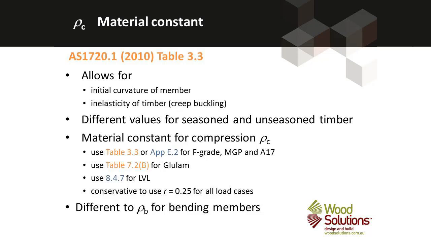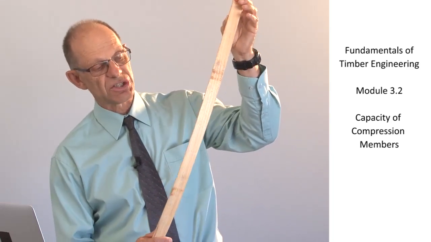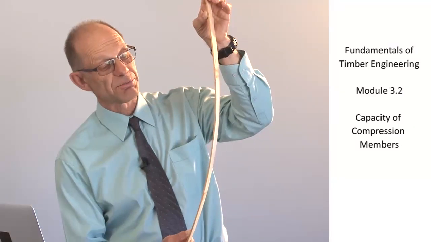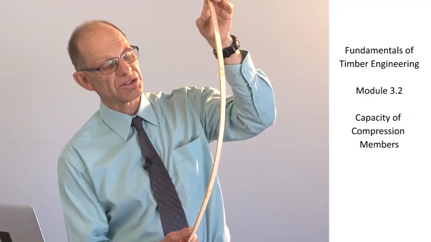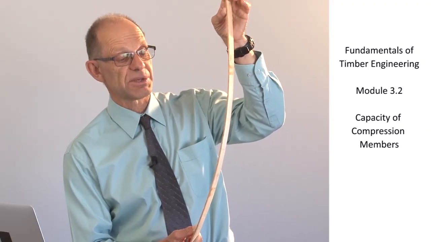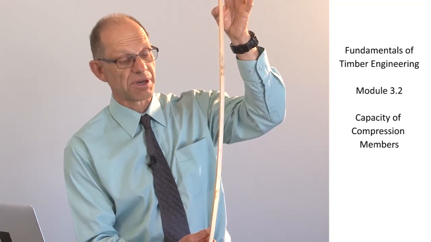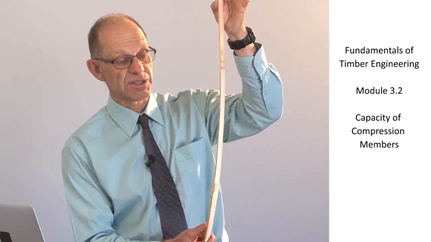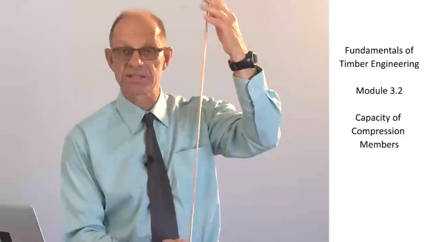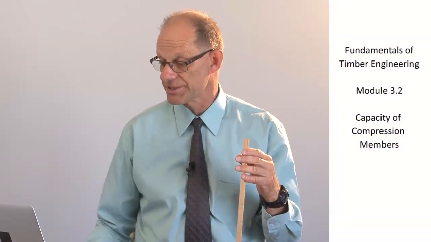The material constant is, similar to a bending member, a function of the inelastic behaviour of timber. It does creep under load, and so if we have some deflected shape of the member and the load is maintained for a long period of time, it's going to tend to creep under that deflected shape, and the buckling is going to be accentuated. Likewise, it also reflects initial straightness of the member, and members with higher initial curvature are likely to be more prone to buckling. It does just allow for the realities of timber elements.